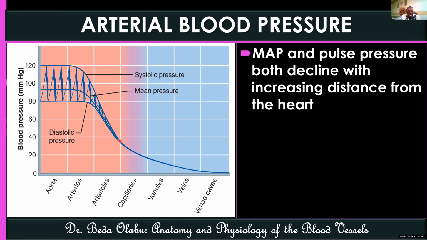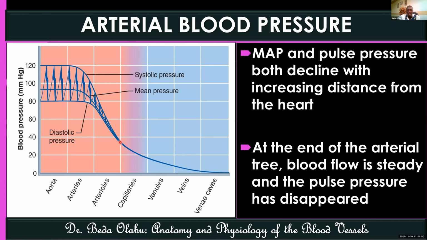That is why I told you that the arterial end of the capillaries will have it at about 35 millimeters of mercury, and we are not giving something over something. And then the venous end of the capillary will have between 10 to 17 millimeters of mercury. Again, we are not giving something over something. So we don't have the oscillations here. The pulse pressure has disappeared as we move along.